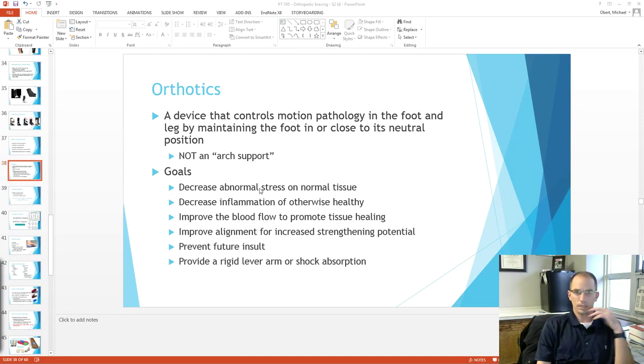Our goals with this is to decrease any abnormal stress on tissue, decrease any inflammation in that area, improve blood flow, prevent any future injuries, improve alignment, and either to provide a rigid lever arm or to provide some shock absorption. So a lot of it's going to be based on the materials that we choose to do, but a lot of it's going to be individualized to that particular patient.